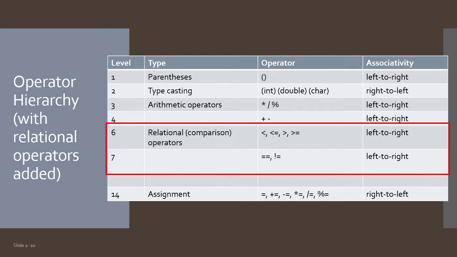And we can compare them using less than or equal to, greater than or equal to. Those happen first. And the other two equivalence comparison operators, equal to and not equal to, have a lower level of precedence.